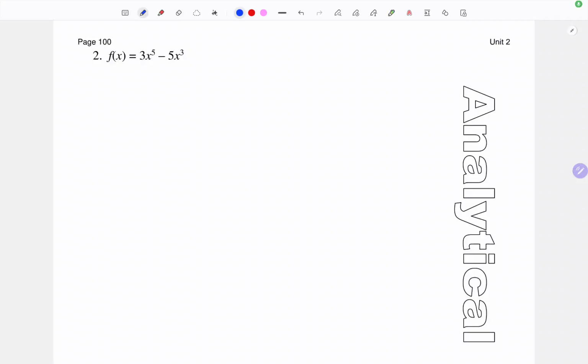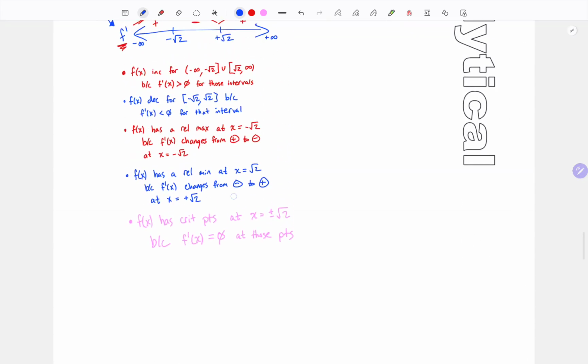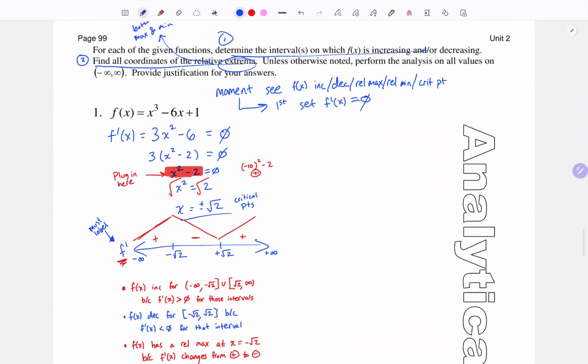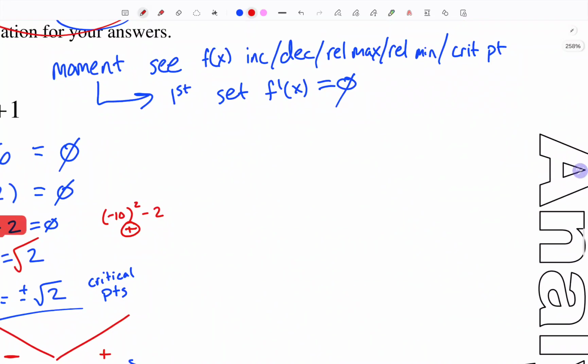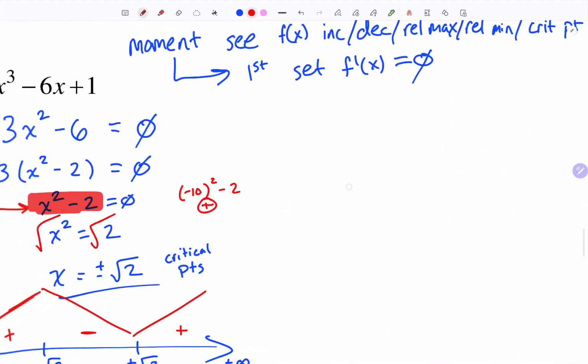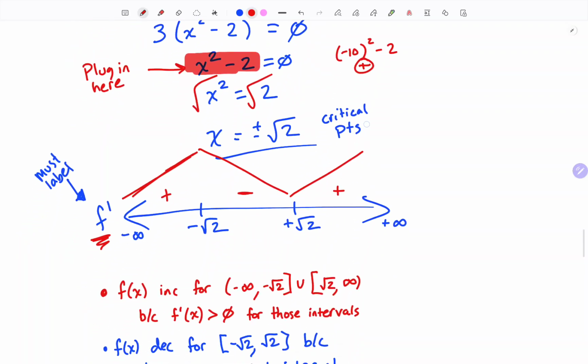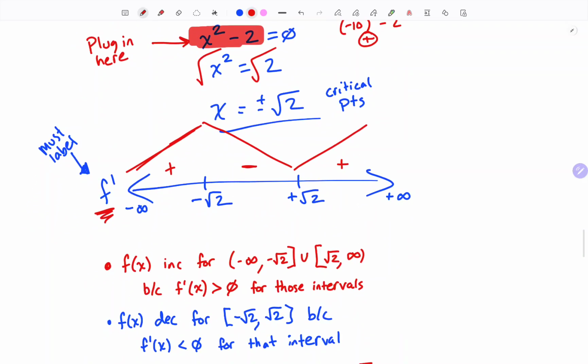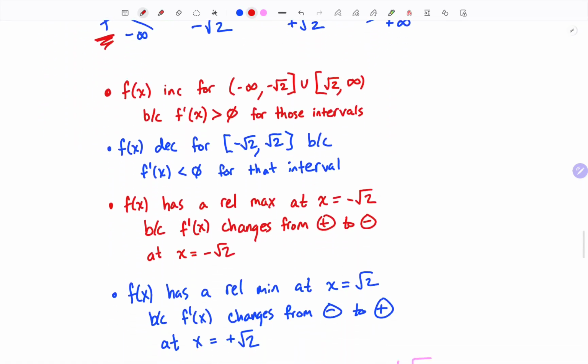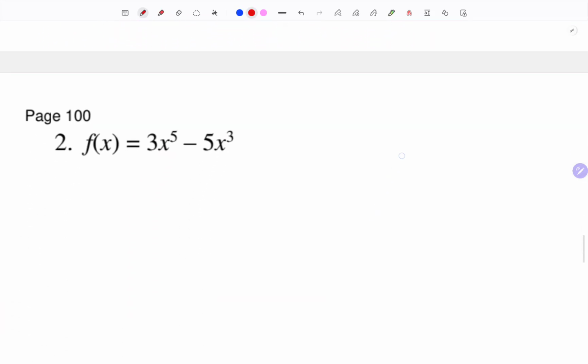Just finish off the notes, page 100, page 101. So we're doing that same process that we had before. Basically the question asked us to find increasing and decreasing and our relative extrema, but it could have asked us any of these things: increasing, decreasing, max, min, critical point. Our first step, set f prime to 0. We're going to solve, make our number line analysis, plug in numbers in between, figure out if they're positive or negative, and then use that analysis to write our answers.